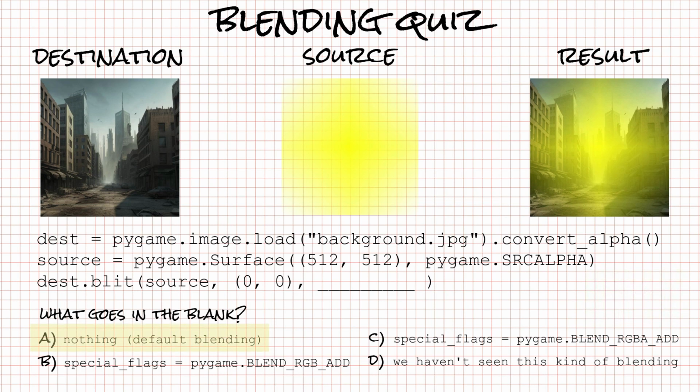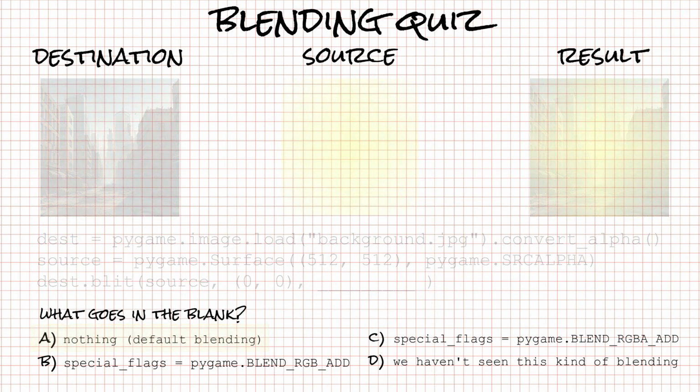The default blending mode calculates the color value of each pixel according to the pixel alpha values in the source. Because the pixel alpha values vary in the source, we're getting varying degrees of yellow mixed with our destination pixels. From fully yellow in the center, where the source is opaque, to fully original destination pixels at the corners, where the source is transparent. Ready for another?